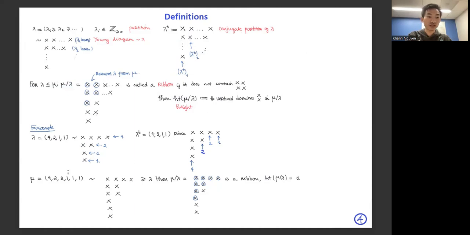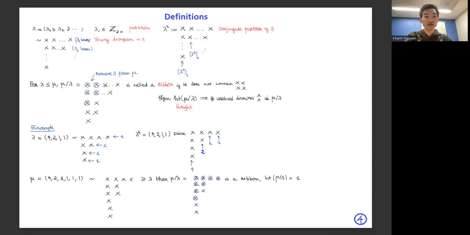So for example, when I choose mu here, (4, 2, 2, 1, 1, 1), then I can draw the Young diagram of mu by this picture here. And now we know that it contains the Young diagram of lambda. By removing the Young diagram of lambda from the Young diagram of mu, we obtain the skew shape mu over lambda. And in this case, you see that this skew shape is a ribbon, because you cannot find any square of side 2, 2 inside this skew shape. You see there is only one box here, and two boxes here, and we cannot find any square of side 2, 2.